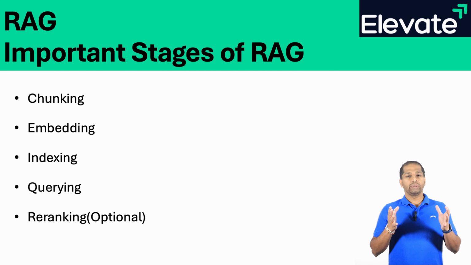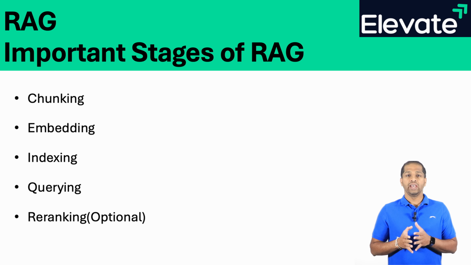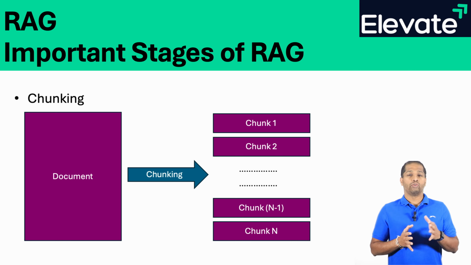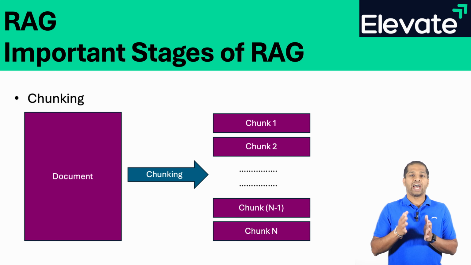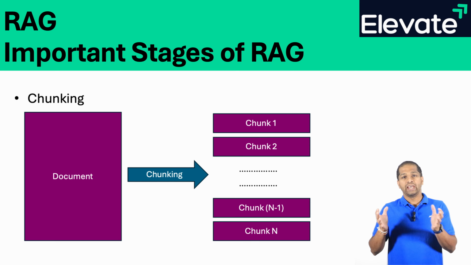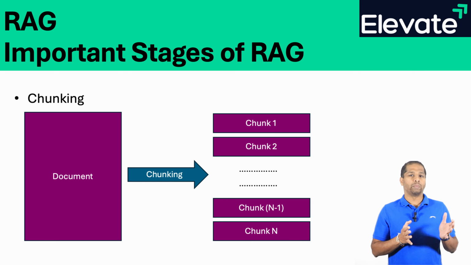Next, how can we build a RAG model? Or what are the important stages of building a RAG? There are four essential stages of building a RAG model. First one is chunking. This is also called data loading and splitting. This involves importing all necessary documents or information for the RAG model, dividing these large documents into smaller, manageable segments to optimize processing.